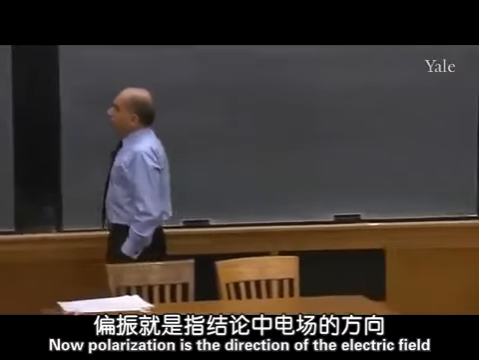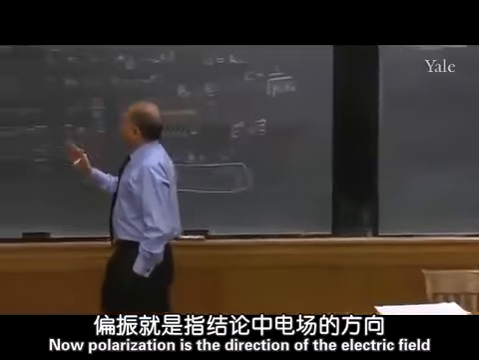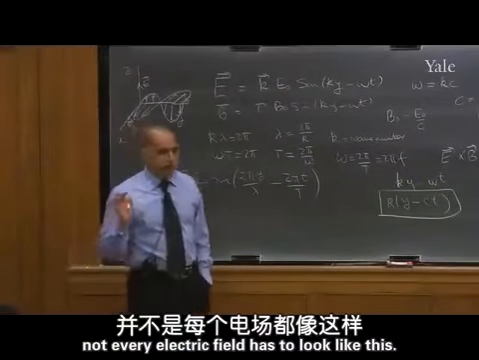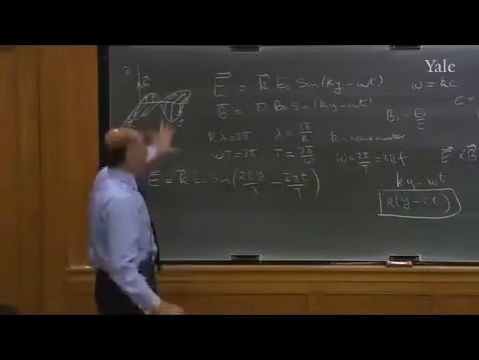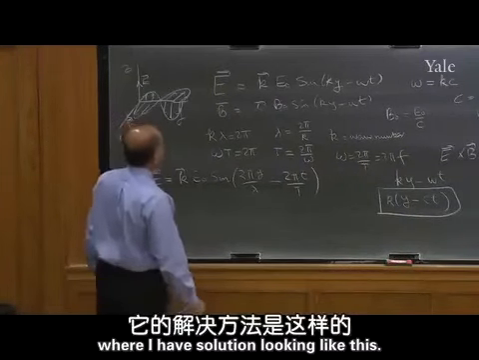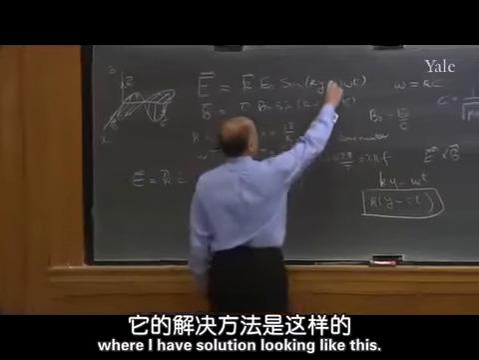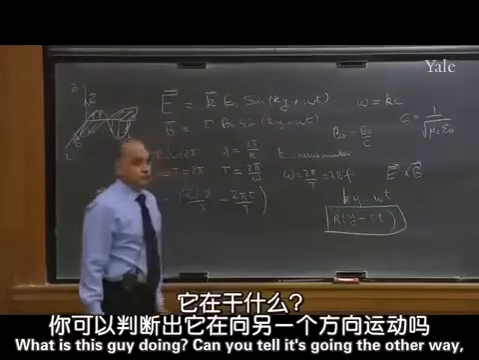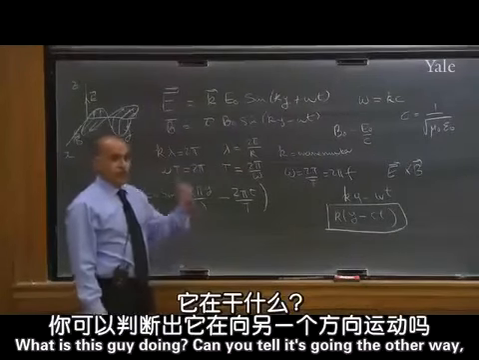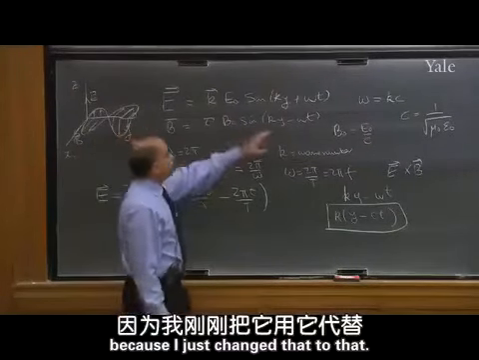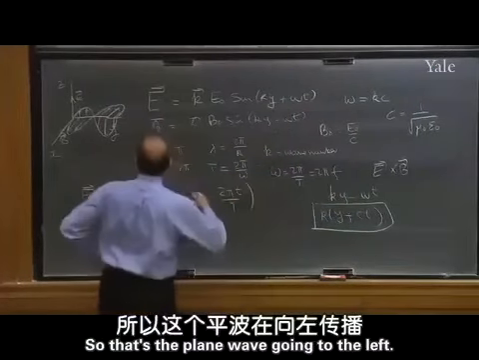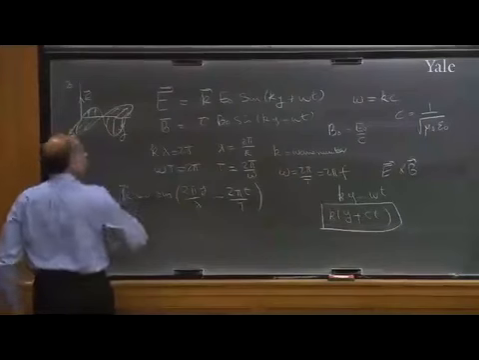Now, polarization is the direction of the electric field in this solution, but you have to realize that not every electric field has to look like this. I can make a new problem where I have the solution looking like this. What is this one doing? Can you tell it's going the other way? Because I just changed that to that. So that's the plane wave going to the left.